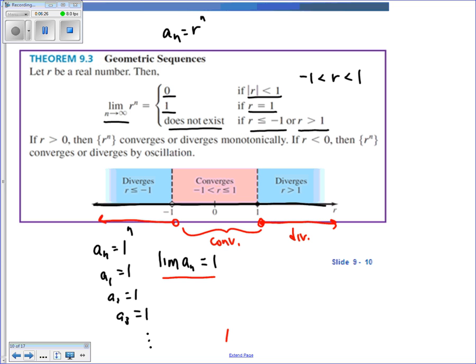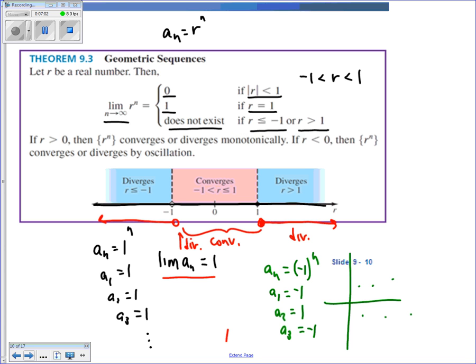Now let me look at the case where the r was -1. If you had a sub n equal to -1 to the nth power, well, the first term is going to be -1, the second term will be 1, the third term will be -1. So what you're having in this graph is you're going to have it flip-flop back and forth from 1 to -1, so it's not going to be convergent because there's not a unique value that those values are getting close to. So that's why at r equal 1 it still converges, but not at r equal -1.